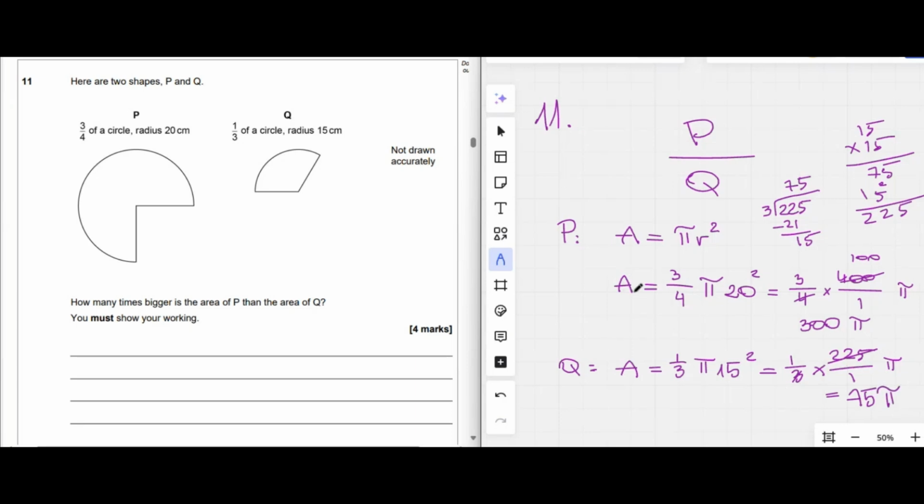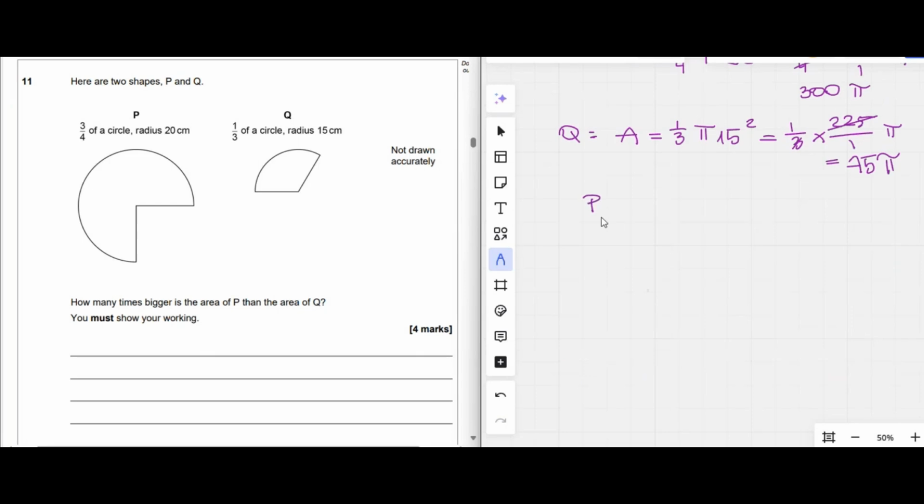So put that into a ratio. P over Q. Ratio or division or fraction is all the same. 300 pi over 75 pi. The pi's will cancel. And now let's try to simplify this. 300 by 75. If we divide both by 3, it will leave us 100 on the top and 25 at the bottom. And that's 4. So 4 times bigger.